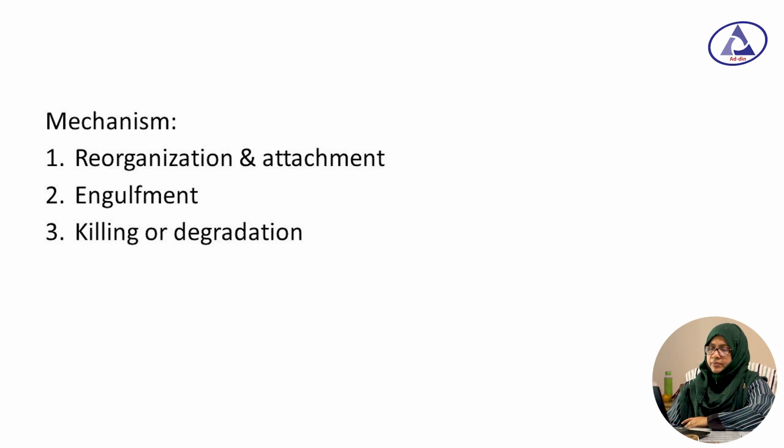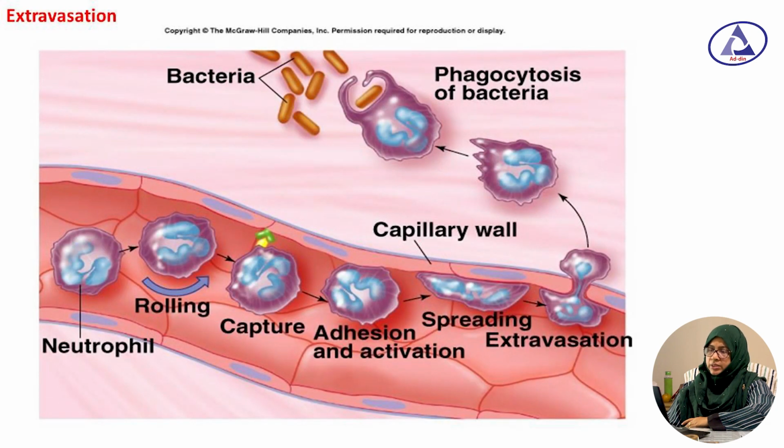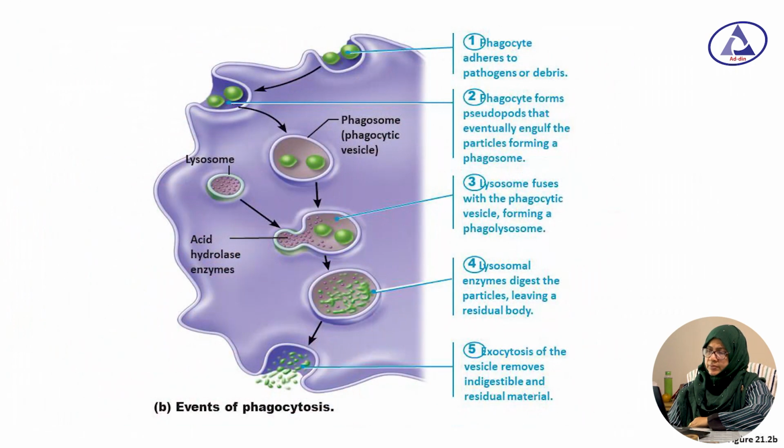Now the mechanism: recognition, attachment and engulfment, killing and degradation. You can see how the neutrophil in the vessel wall goes rolling, then adhesion, then squeezing, then out of the blood vessels, and then causes phagocytosis.